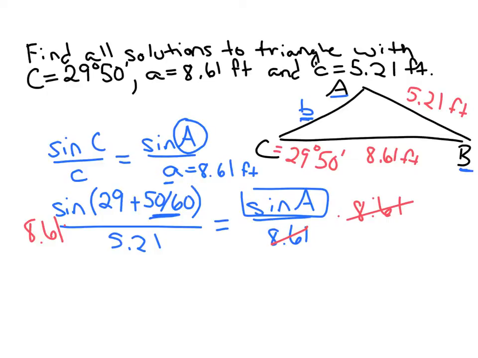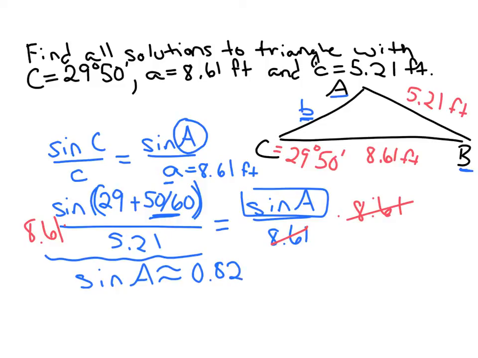Okay, so if you crunch these numbers and make sure you use the parentheses here, then sine of A comes out to approximately 0.82212. Okay, and let me write that on a new page because we have to think about that a little bit.